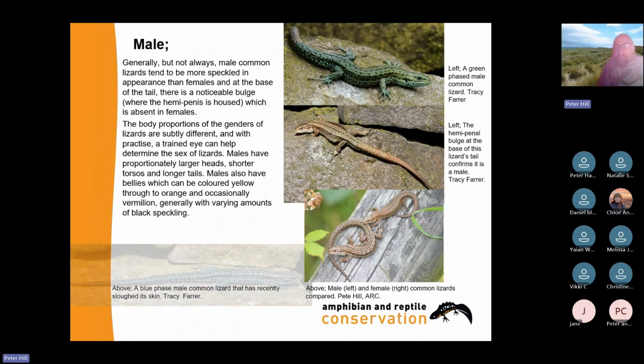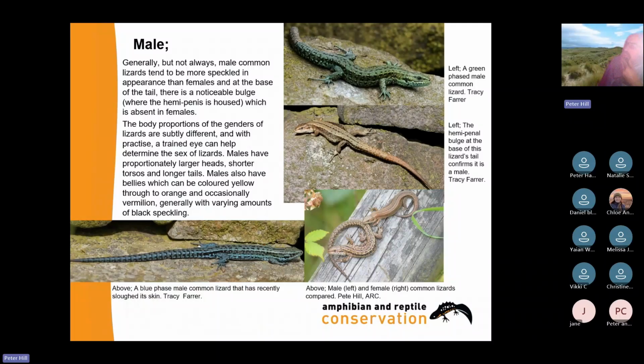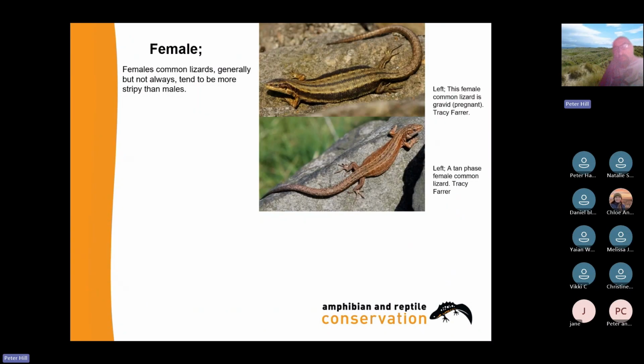Okay. Here's that blue common lizard male we saw in the last slide. This is after he's sloughed his skin, so it's significantly paler and brighter looking. Females. So remember what I said, look at that top one. Smaller head proportionately, very long torso. Look at the distance between the front legs and the back legs. She's got a really long body, shorter tail proportionately than the males. And overall, she's got a stripy appearance rather than speckly. Now, this isn't the case always, but it's more often the case.